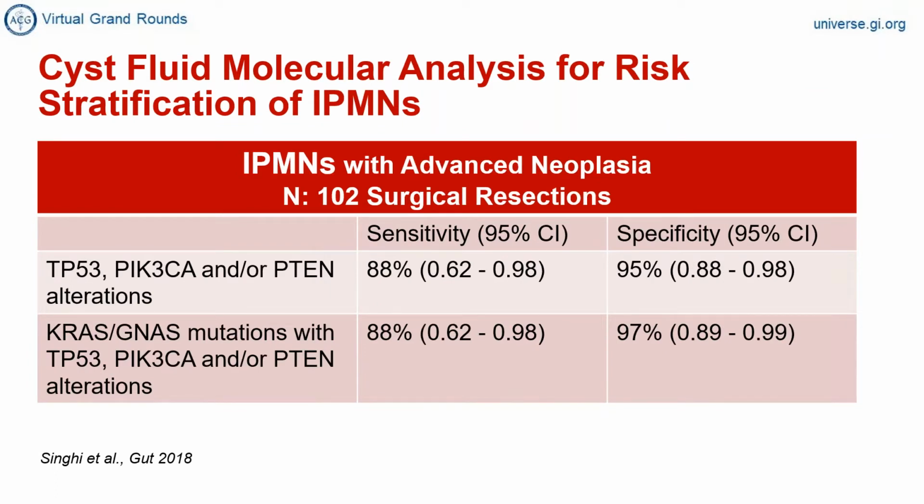And here in this single center study from UPMC, which looked at IPMNs and detection of advanced neoplasia, which is the presence of high-grade dysplasia or adenocarcinoma, using a combination of KRAS or GNAS mutations with TP53, PIK3CA, or PTEN mutations, there was a sensitivity of 88% and a specificity of 97% in detecting advanced neoplasia in IPMNs. Of course, these single center studies have to be reproduced in multi-center data, and we are awaiting those results.